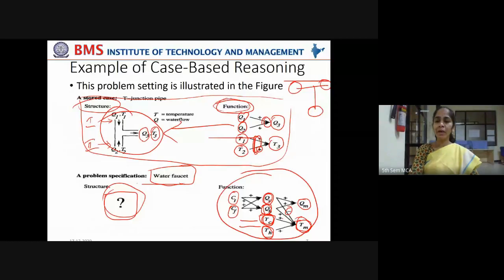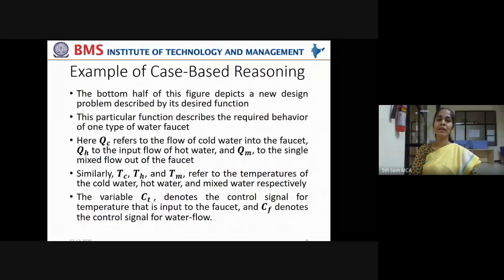So if QM has to be obtained, QC and QH will be the input, and TM has to be obtained, TC and TH will be the input. TC is for cold water temperature and TH is for hot water temperature. So the functionality that is required is represented. Now the user has to decide on the structure of the water tap, in which way it has to be designed. So this particular function describes the required behavior of one type of water faucet. Yes, it is given already. The functionality required is given.